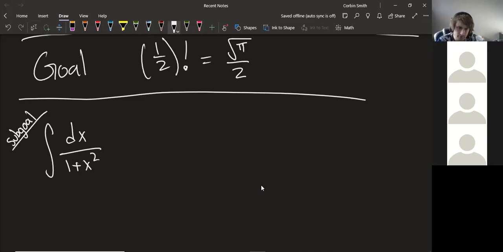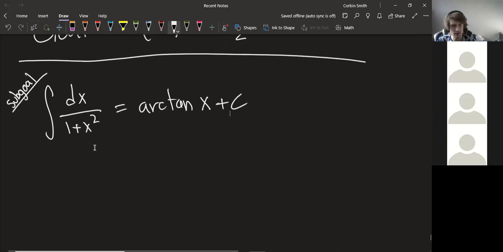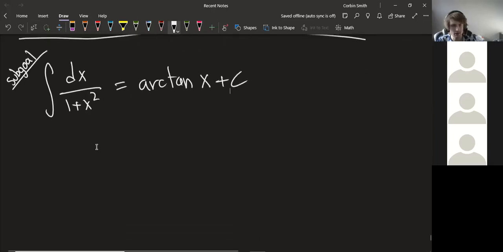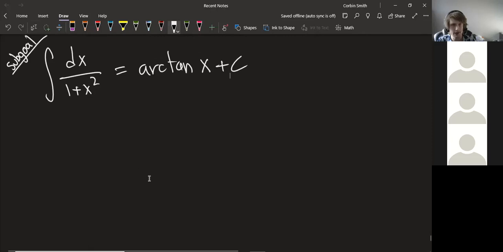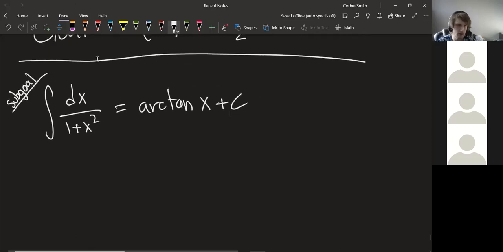So this thing is actually equal to arctan of x plus c. And we're going to use this integral to get a series for arctan because, you know, that's kind of just what we've been doing. And this series does converge everywhere. This is a nice integral. But for now, let's start at the beginning and just ask, what is the derivative of arctan?